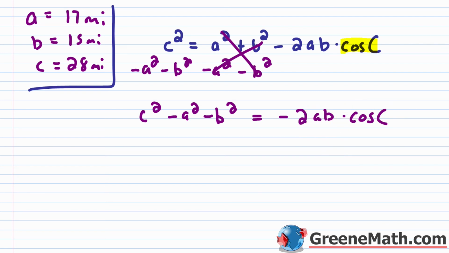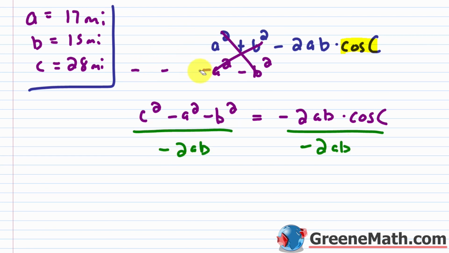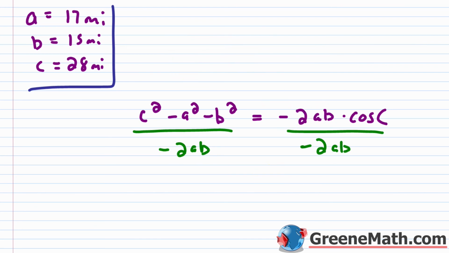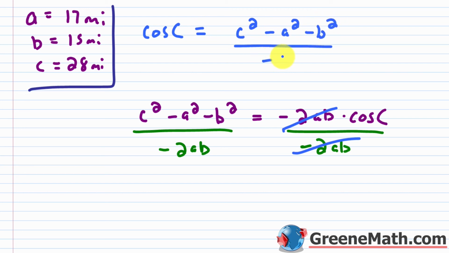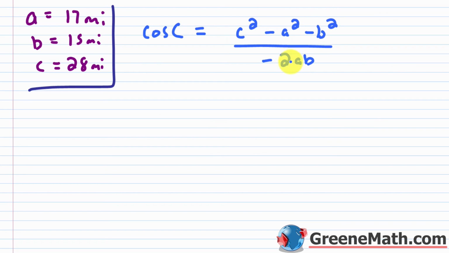This is multiplication here, so to isolate this, I'm going to divide both sides by negative 2AB. Let me erase this from up here so we can write this formula up here. This is, of course, going to cancel, so that's gone. So you'll have the cosine of C is equal to your C squared minus A squared minus B squared over the negative of 2AB. Now, because this is a fraction, I can keep my negative down here, or I can bring it up to the top like this. So I could distribute it to each part. So I could say this is negative c squared plus a squared plus b squared.